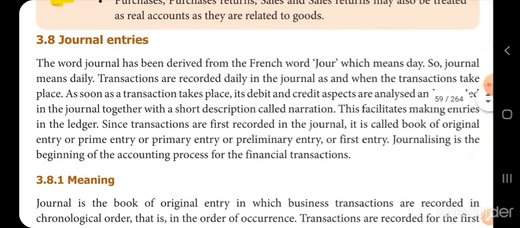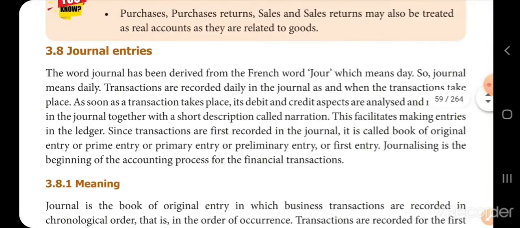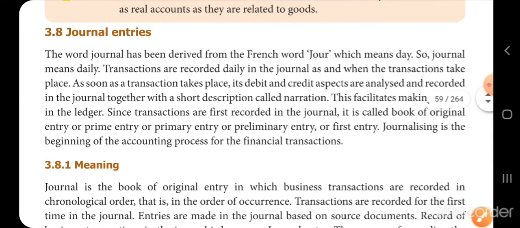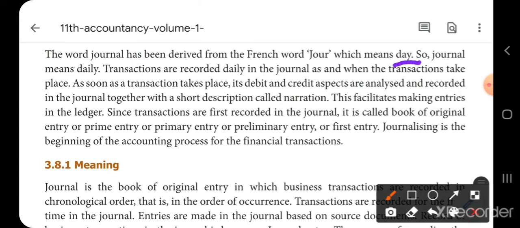Now, we'll see the meaning of journal. Okay. Now, the word journal has been derived from the French word jour, which means day. So journal means daily. Daily transactions you will record in the book of account called journal. Okay. Transactions are recorded daily in the journal as and when the transaction takes place.